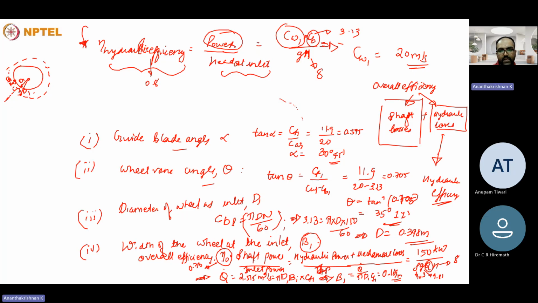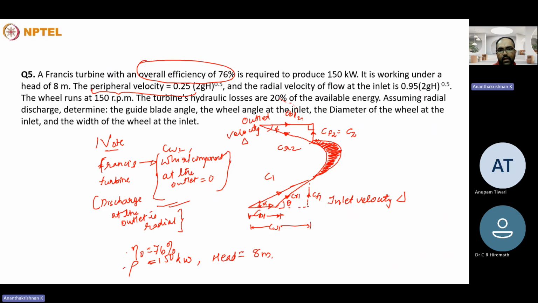In the case of overall efficiency, the only distinguishing factor is that in addition to the hydraulic losses, there are mechanical losses also coming into the picture that have to be reduced from the total head that is available at the inlet. That's why the efficiency reduces from 80% to 76%.